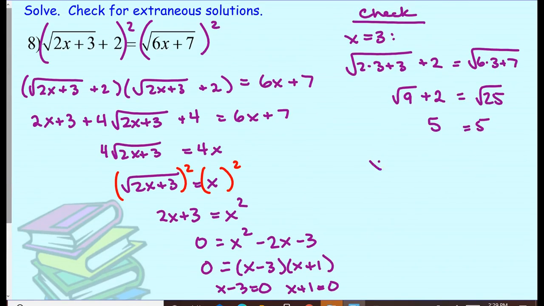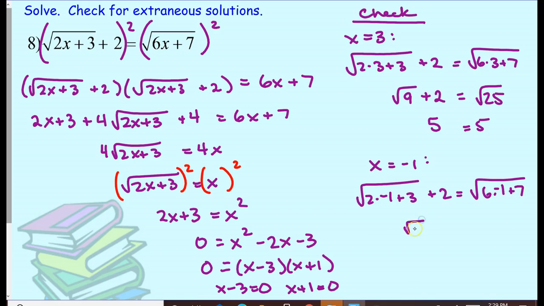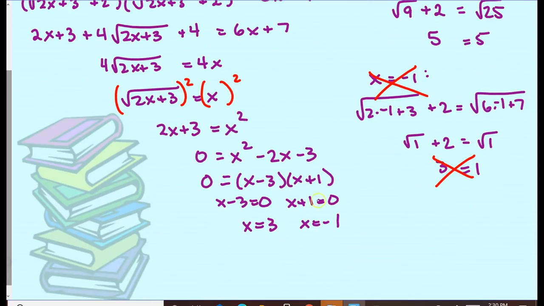Now let's check negative 1. The square root of 2 times negative 1 plus 3, plus 2, equals the square root of 6 times negative 1 plus 7. So that would be the square root of 1 plus 2, so that's 3. And then on the other side, we have the square root of 1, which is 1. 3 is not equal to 1 as far as I know. So x equals negative 1 is extraneous, and our answer is x equals 3. Maybe you're not always going to get something extraneous. Or maybe sometimes you get both answers extraneous. I don't know. Let's just be open to the possibilities.